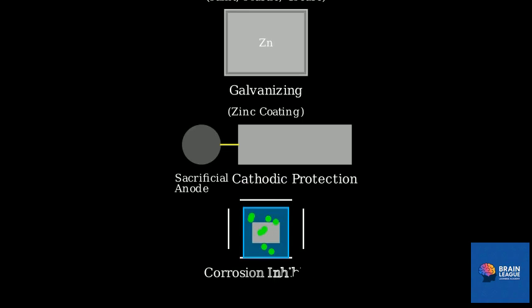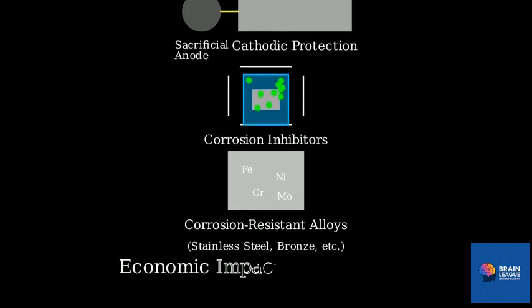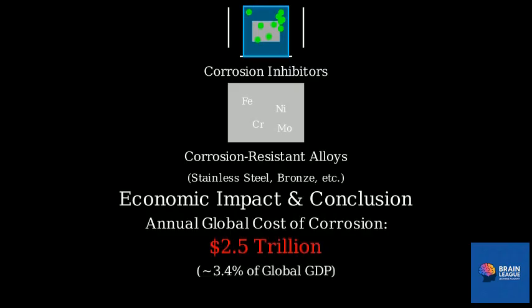Corrosion inhibitors are chemicals that slow down corrosion when added to a liquid or gas. And finally, using corrosion-resistant alloys like stainless steel can significantly reduce corrosion. The economic impact of corrosion is significant. It costs the global economy billions of dollars annually in infrastructure maintenance, replacement, and prevention.